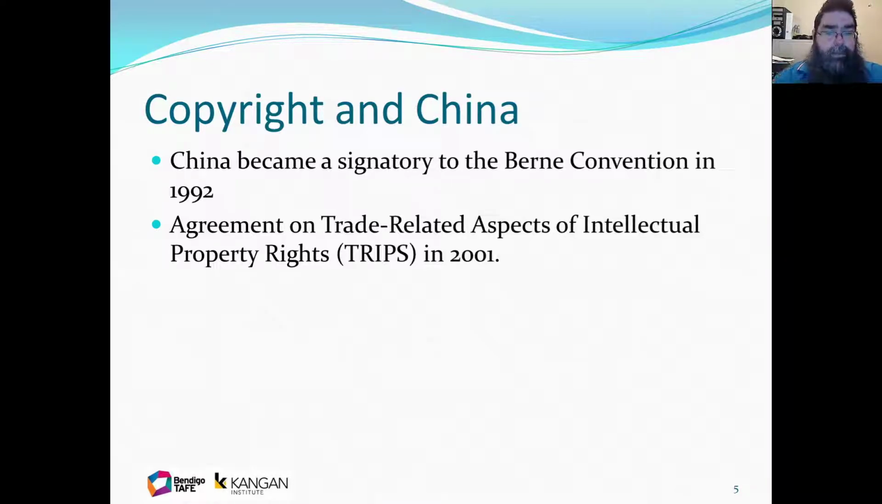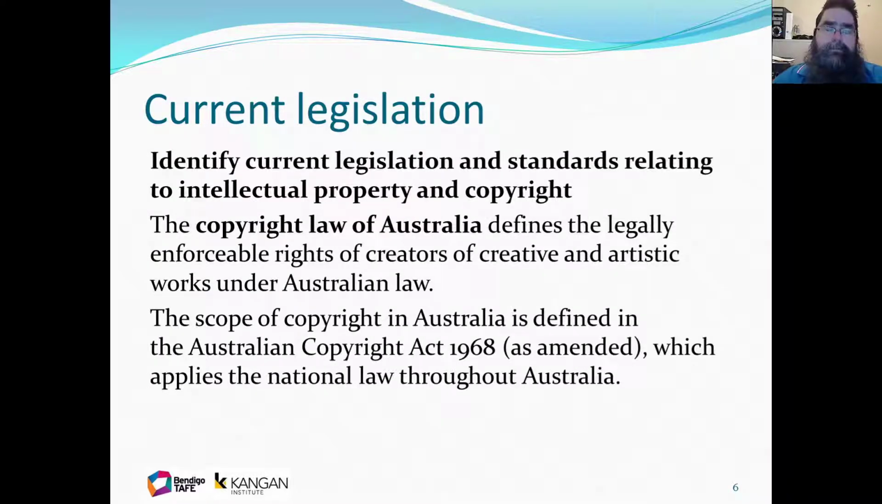So it's pretty good. Now, China signed the treaty in 92 and signed the Trade-Related Aspects of Intellectual Property Rights in 2001. Now that's important for us oldies because they were a holdout for quite a number of years, causing quite a lot of problems with people taking copyrighted material and mass producing it in China. So that's now changed. Under the current laws and standards relating to intellectual property and copyright here in Australia, it is enforceable under Australian law.